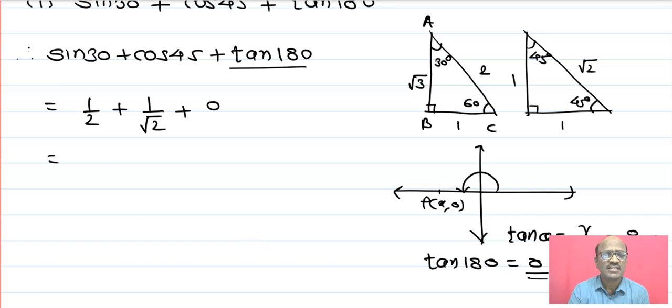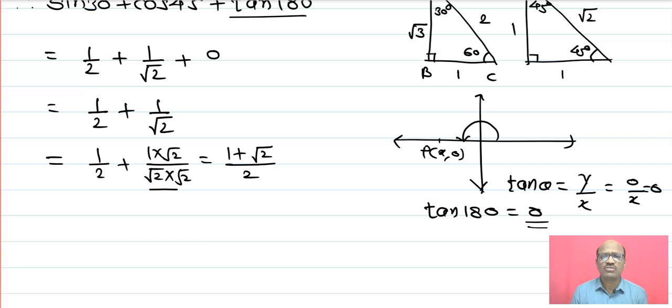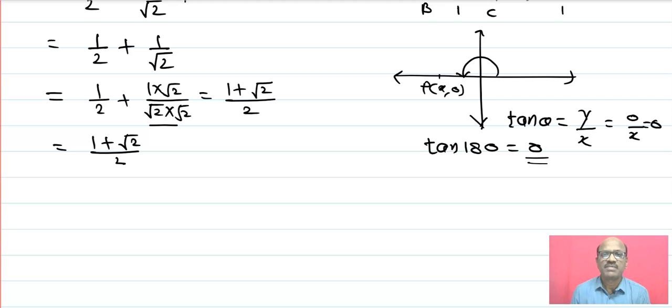Now see this, these are the quadrantal angles, therefore 1 by 2 plus 1 by root 2. Now simplify this by multiplying by the rationalizing factor root 2 to the denominator. Therefore it comes, that is, now we will simplify this. That is 1 plus root 2 upon 2.